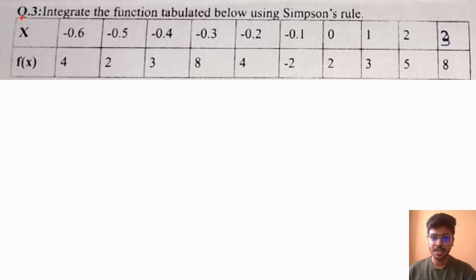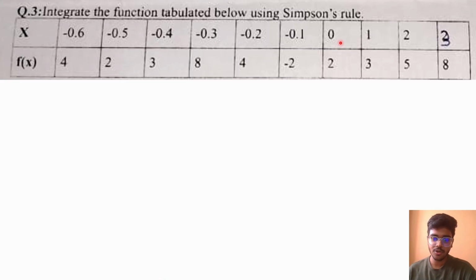Question 3 asks us to integrate a tabulated function using Simpson's rule. So the data given is x values and its corresponding f of x values. Now the first important observation is that the data is not uniformly spaced throughout. From x equals minus 0.6 to x equals 0, the spacing is h equals 0.1, which is very small. But from x equals 0 to x equals 3, the spacing is h equals 1, which is much larger.